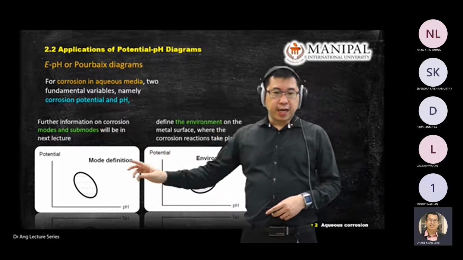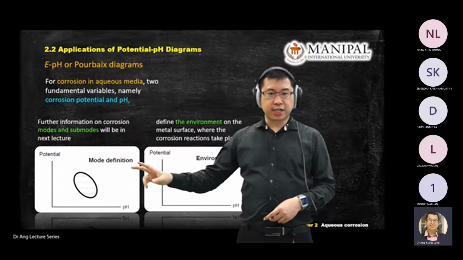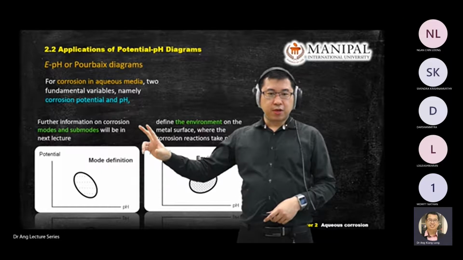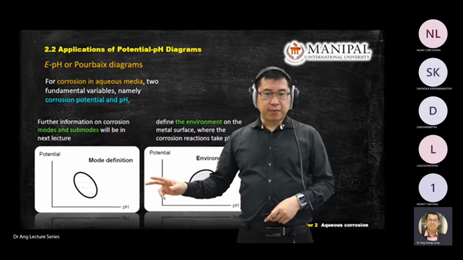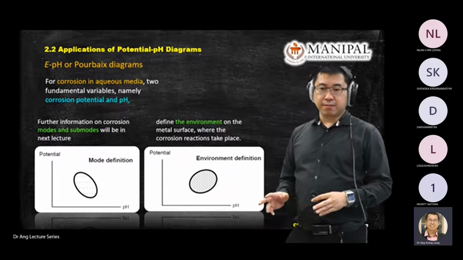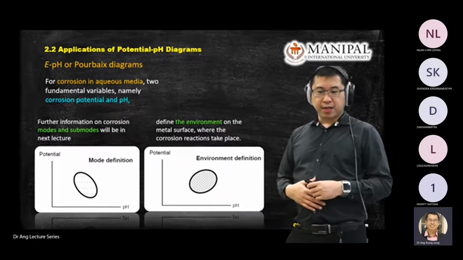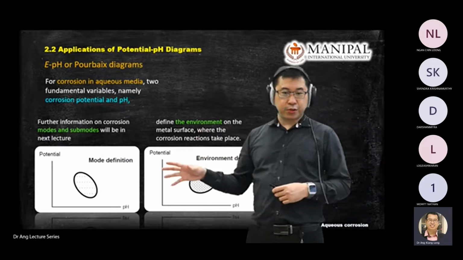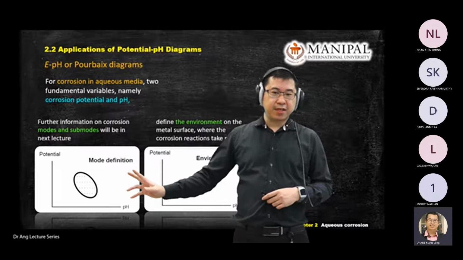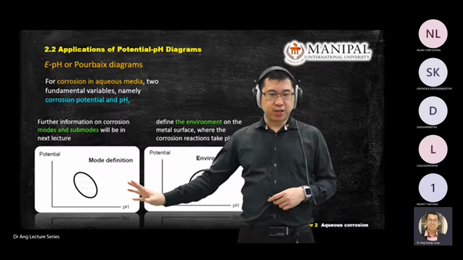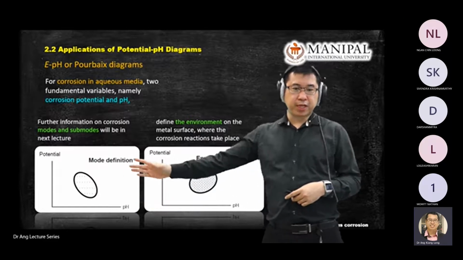So this one and environment, I will give you more information about the EPH diagram in our next chapter or next section or next week, when we talk about kinetic properties of corrosion. Then there will be some calculation or sketching on the EPH, or construction of the EPH diagram or potential pH diagram.